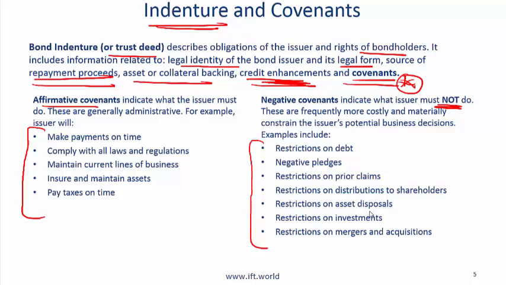So on the exam, if you get a question related to this, remember 2 facts. In a negative covenant, the issuer will be told, or the issuer will say, these are the things I cannot do. That's one point. And the second most important point is that negative covenants are more material relative to affirmative covenants.